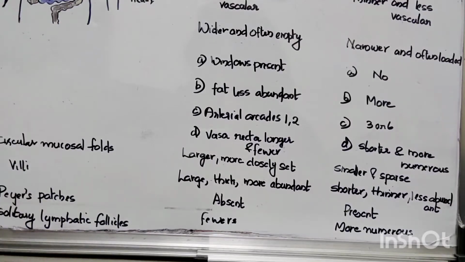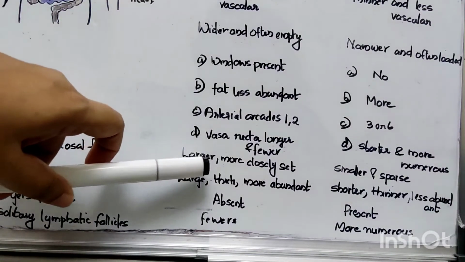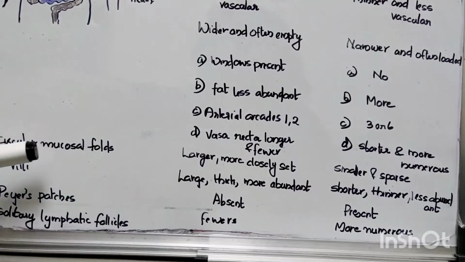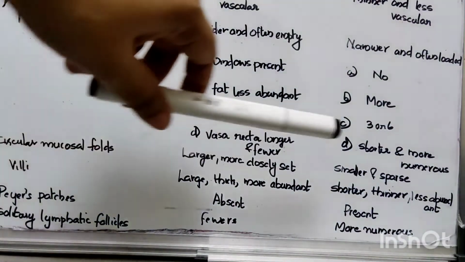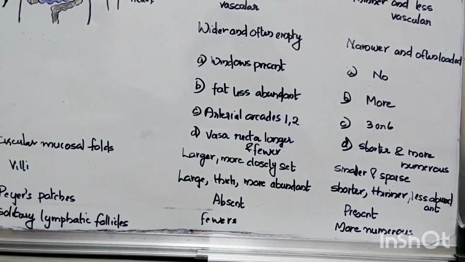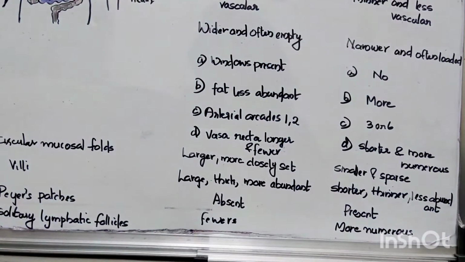Next is the villi. In the jejunum, the villi are large, thick and more abundant. But in the ileum, they are shorter, thinner and less abundant.